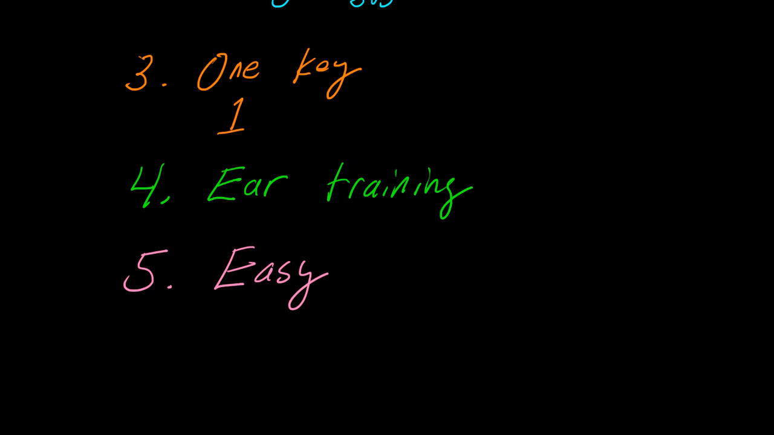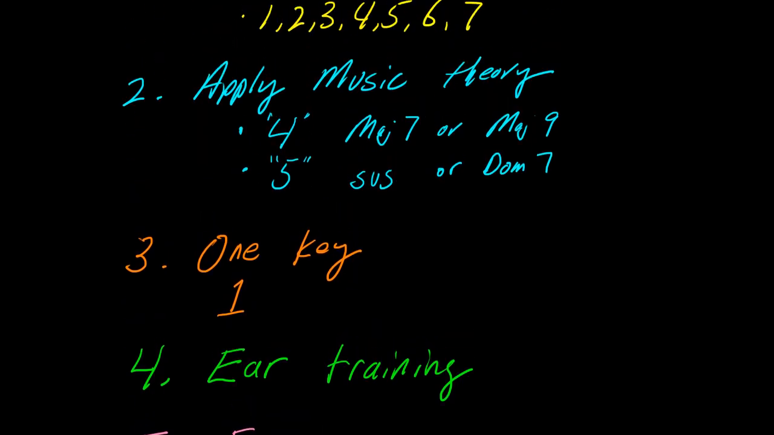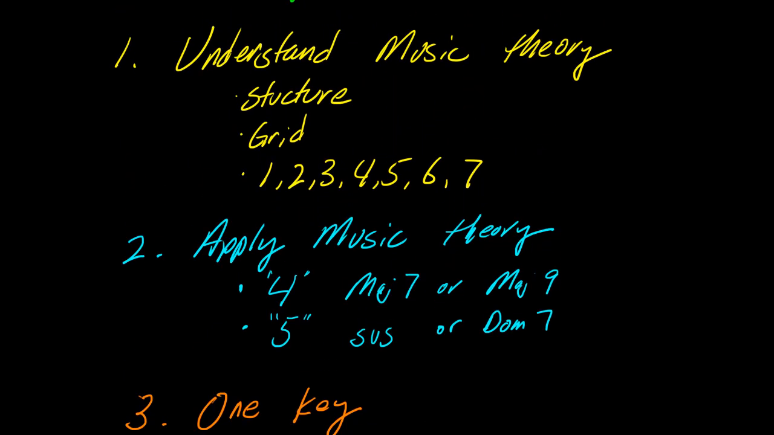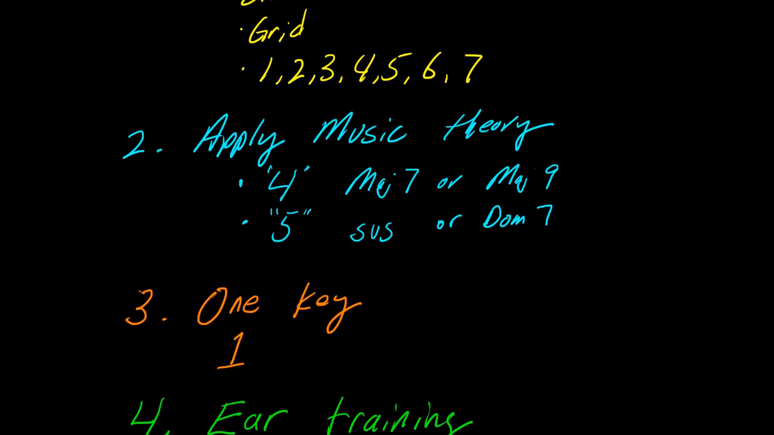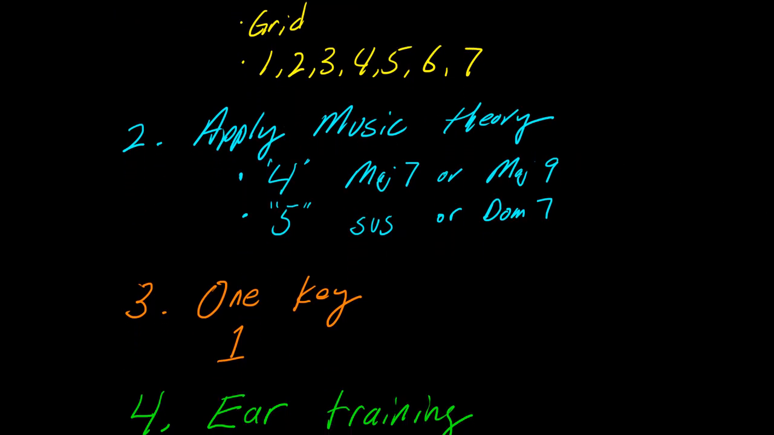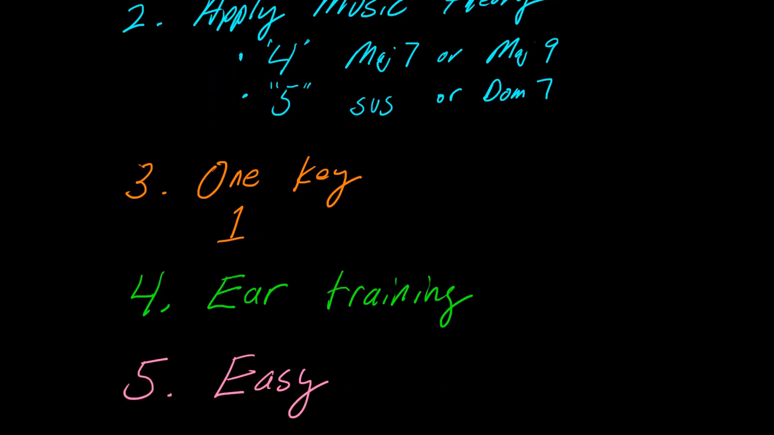And so those are my 5 reasons why we use the number system. It allows you to understand and apply music theory. It puts everything in one key. It's the best tool for ear training, and it's easy. So those are the reasons.